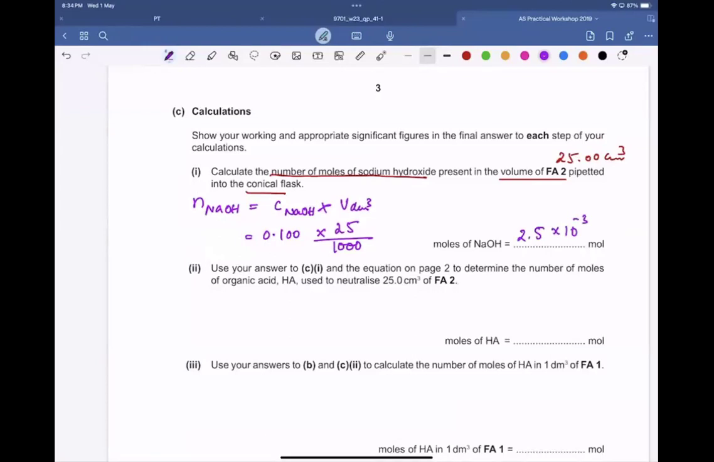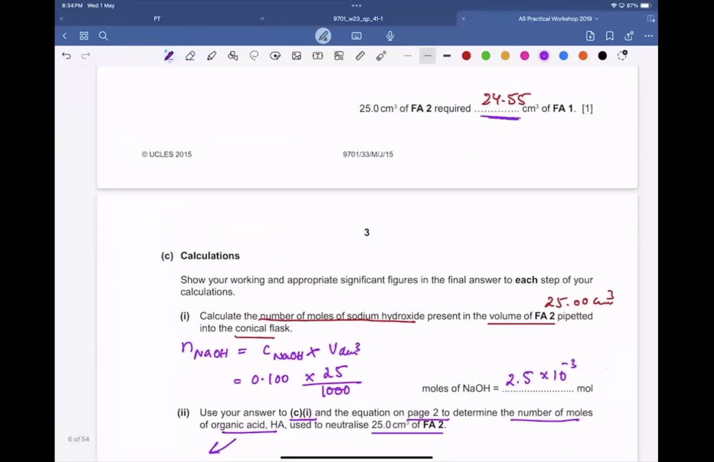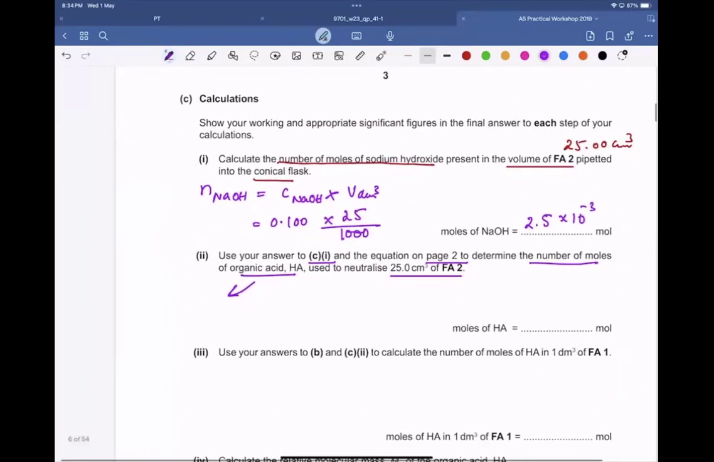Okay, now use your answer to C1 and the equation on page 2 to determine the number of moles of organic acid present used to neutralize 25 centimeter cube of FA2. So the number of moles of organic acid is present in this much volume, because this is the volume of the organic acid that is being used. So that is 24.55 centimeter cube volume has been used.